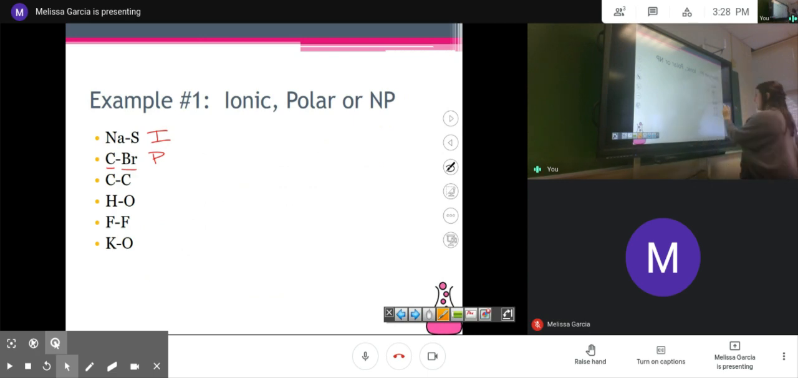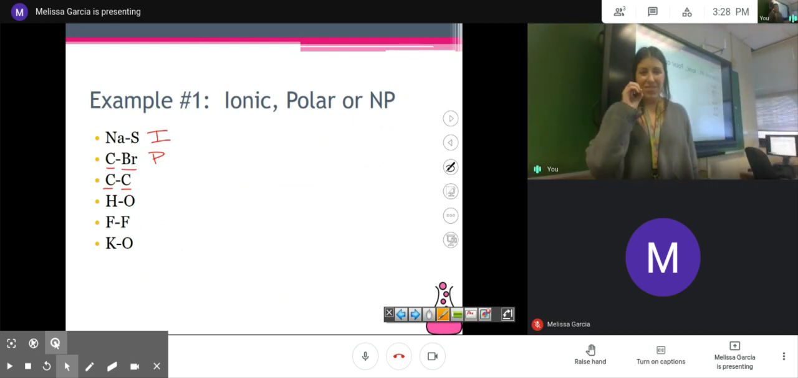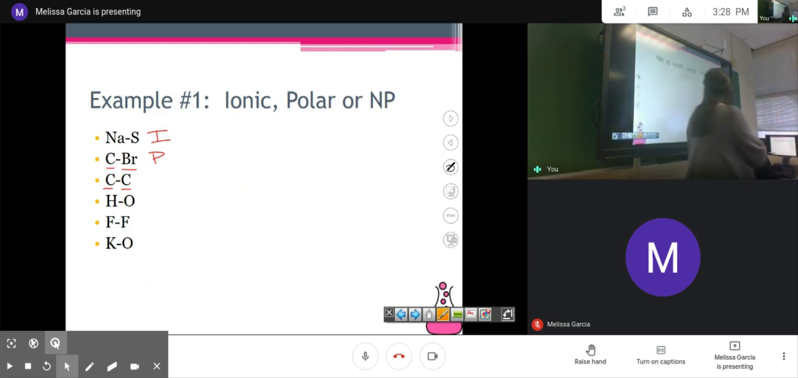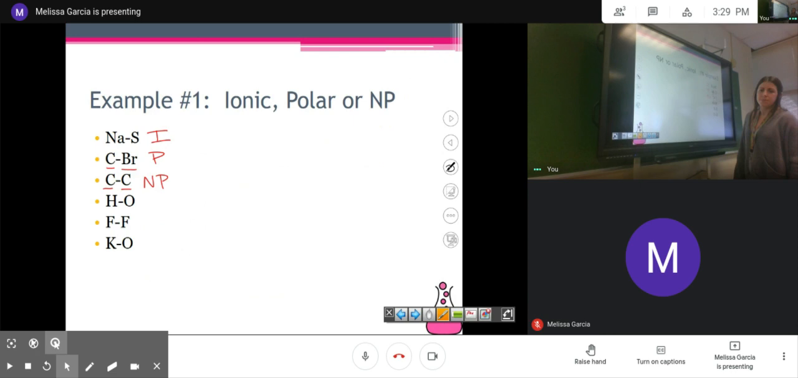Now C and C, that's the same nonmetal here, which means that difference in electronegativity is going to be 0 because they're tugging with equal strength on those electrons. So this would be nonpolar covalent. H and O, two different nonmetals here, which means they're going to have different electronegativities, probably a difference of more than 0.4. Tells me that's going to be a polar covalent bond.